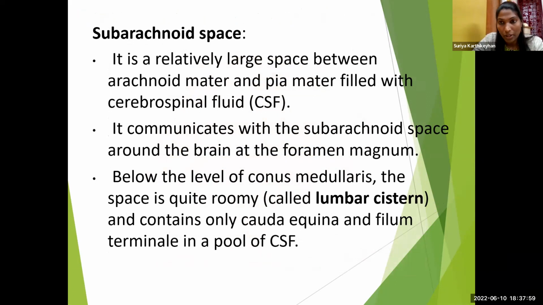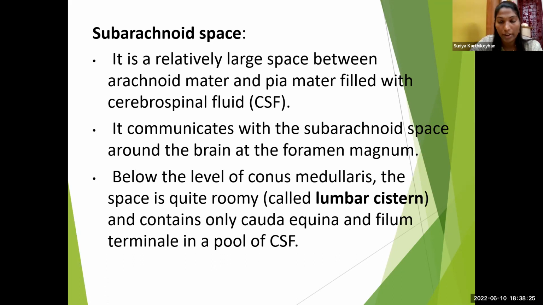So the CSF actually communicates from the ventricles. It has a communication lower down into the subarachnoid space of the spinal cord. It is continuous from the brain. It is continuous with the spinal cord. The CSF is continuous with that of the brain and then spinal cord. So it communicates with subarachnoid space around the brain at the foramen magnum. So below the level of conus medullaris, the upper end, we have seen it is continuous with that of the brain.